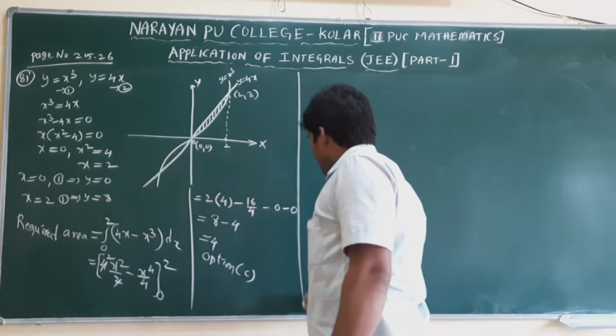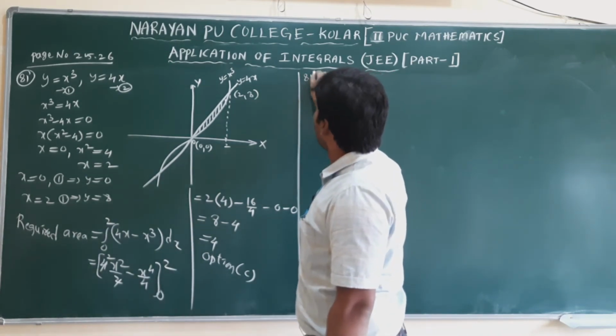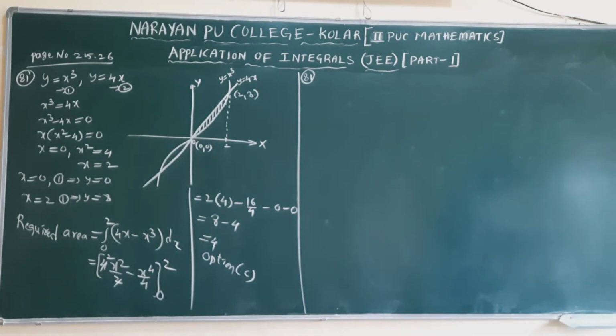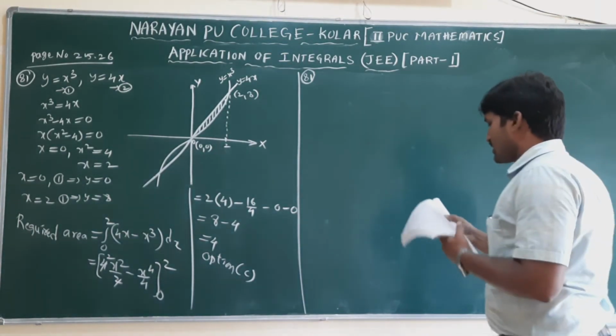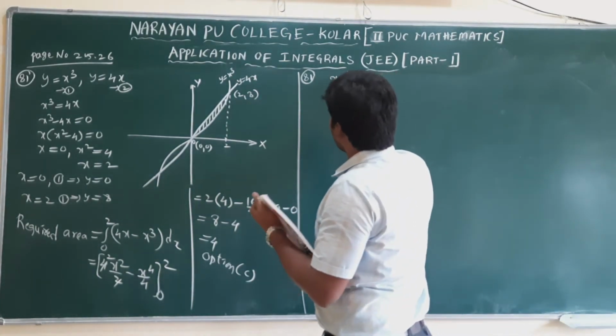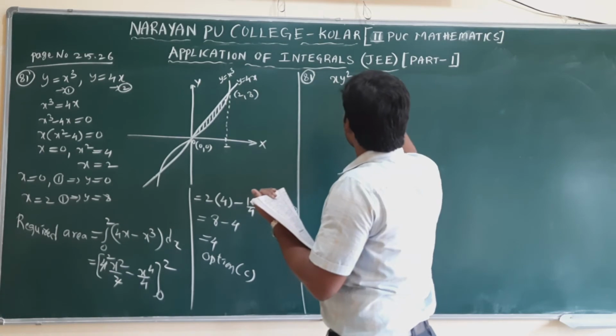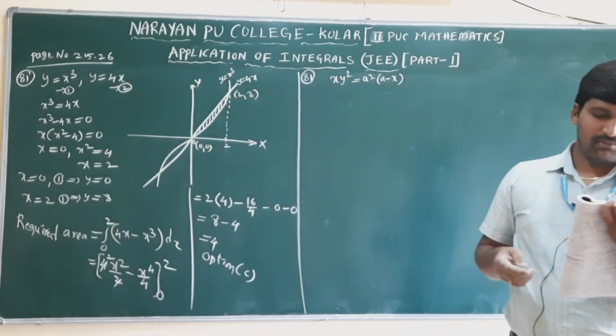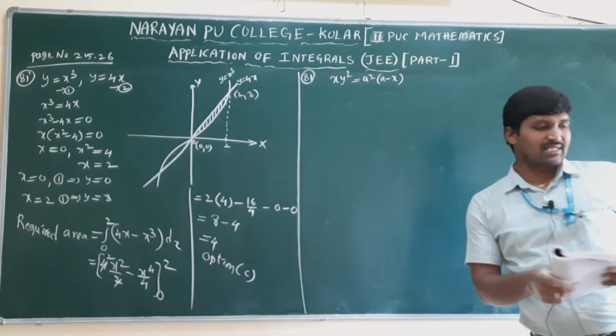Next, question number 81. In question number 81, the area bounded by the curve x y square equal to a square into (a minus x) and the y axis. The area between these two we need to find in this case.